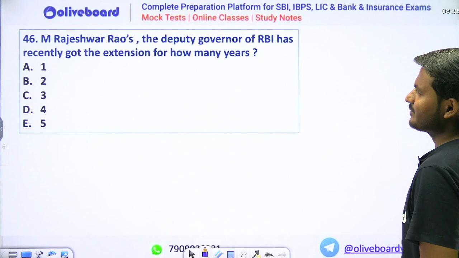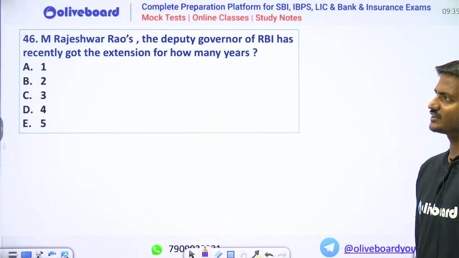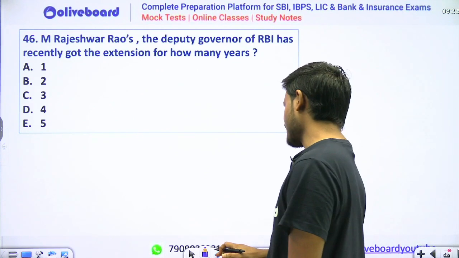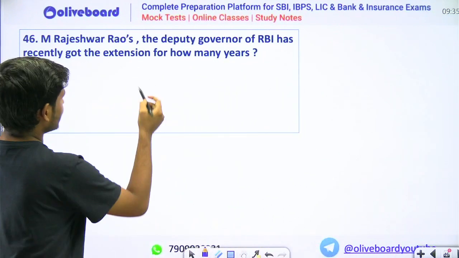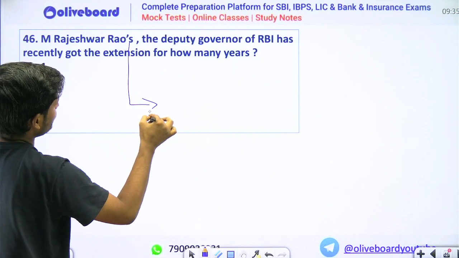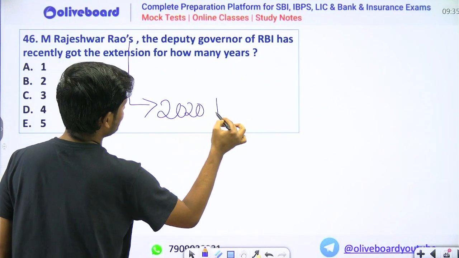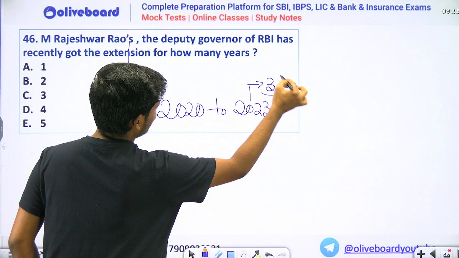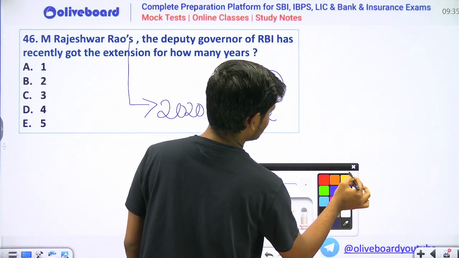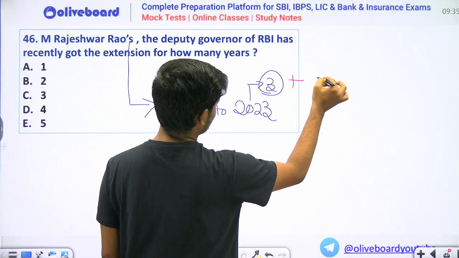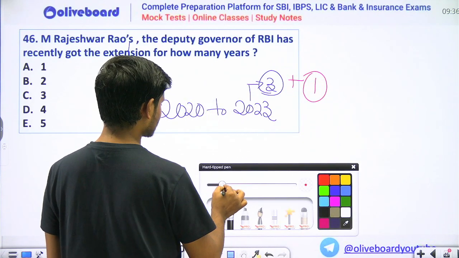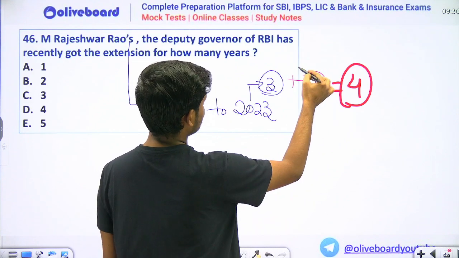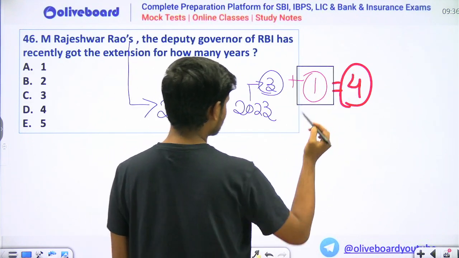Now the next question. Recently M. Rajeshwar Rao, the Deputy Governor of RBI, has got an extension for how many years? M. Rajeshwar Rao's tenure was from 2020 to 2023, right? That is 3 years. And the extension that he has got is of 1 year. So the total term is 4 years and the extension is 1 year.